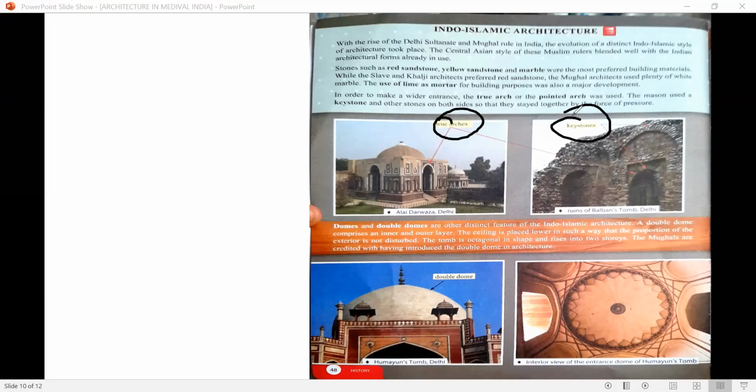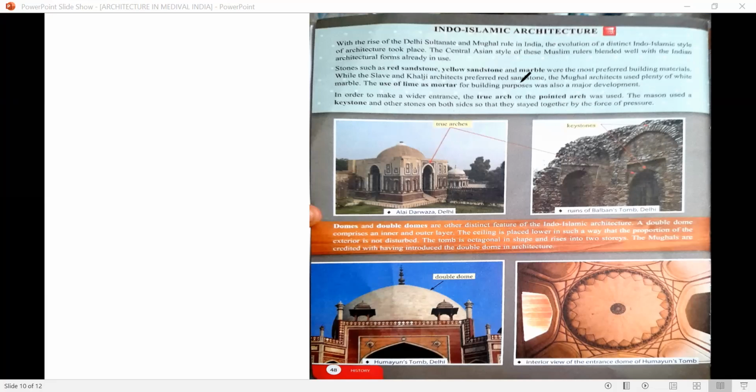Let me explain this also. The mason used a keystone and other stones on both sides so that they stay together by the force of pressure. Now, the keystones actually looked like this. Over here we see this one, and over here this one too. So these were known as the keystones.